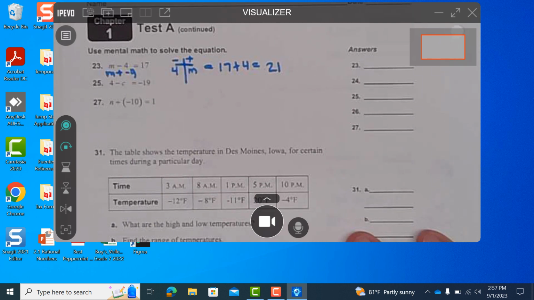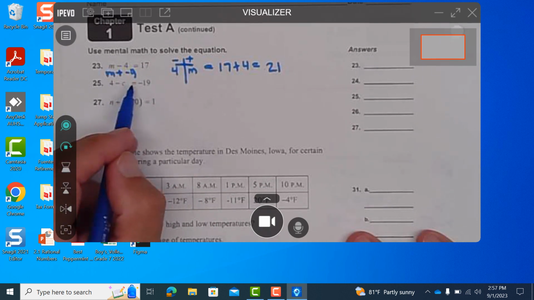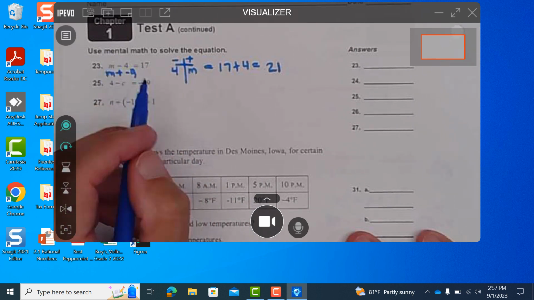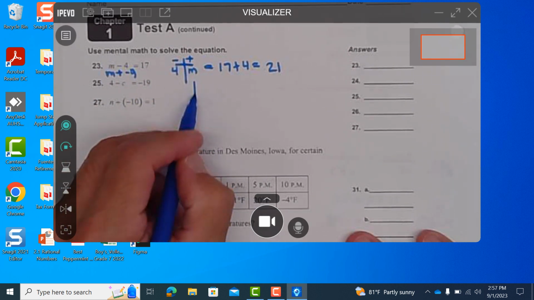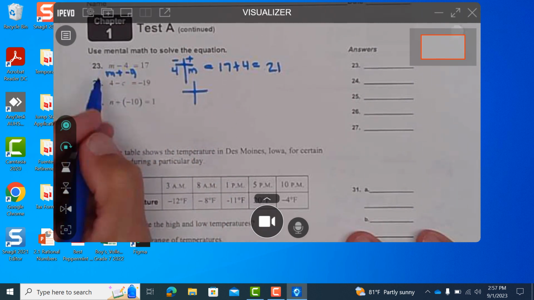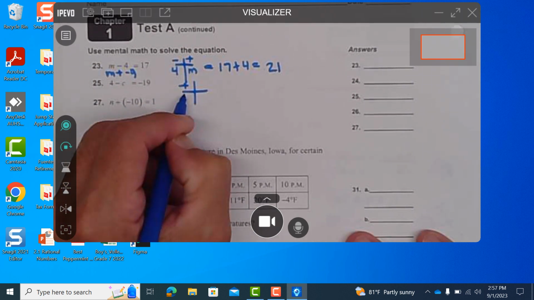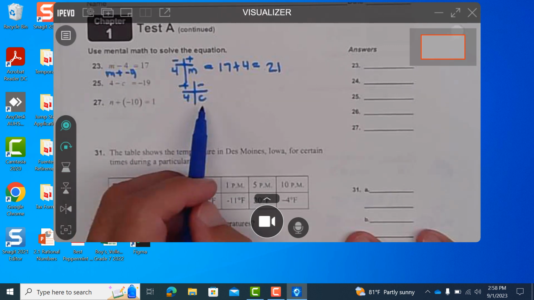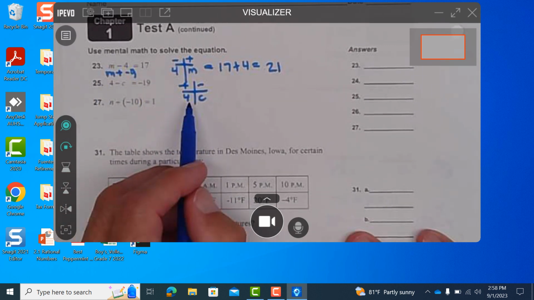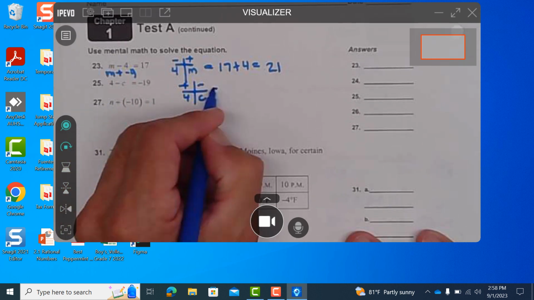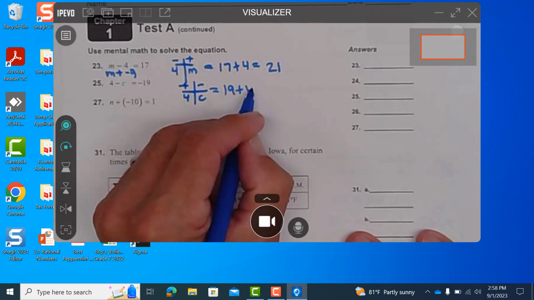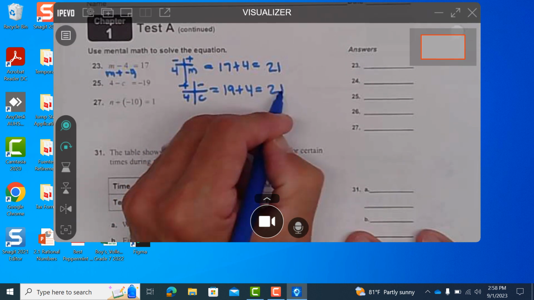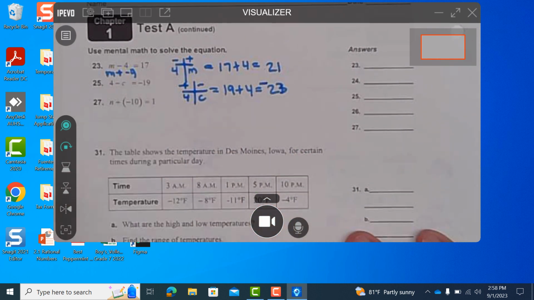Looking at number 25, we have 4 take away C equals negative 19. So since C would be considered negative, since we're subtracting, 4 will be positive, and C will be on the negative side. And we want our answer to be negative 19. So C has to be a lot bigger negative than 4, because we're going to take 4 away. Or we could add 19 and 4. That gives us 23, and that should be a negative number. C should be negative 23.